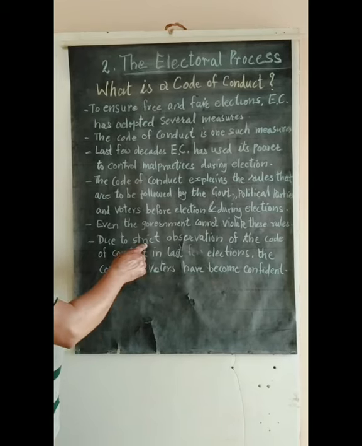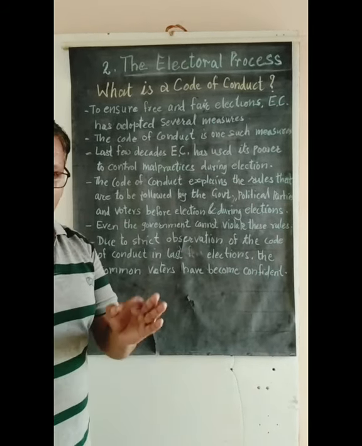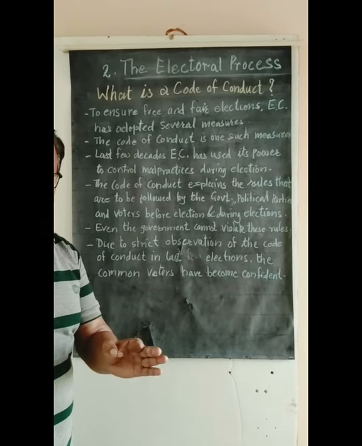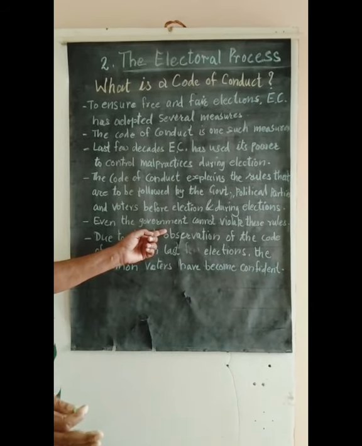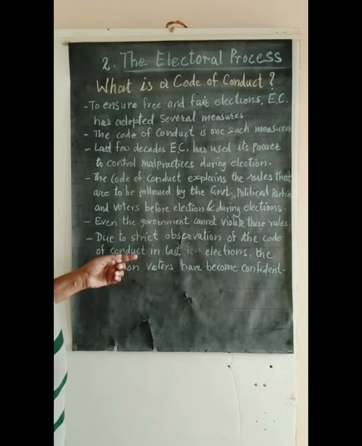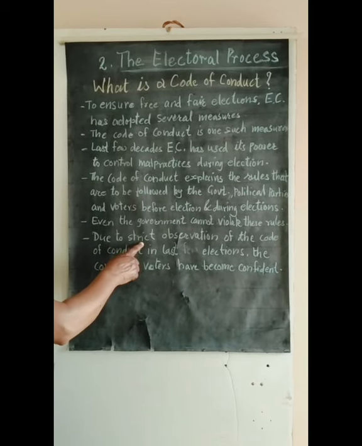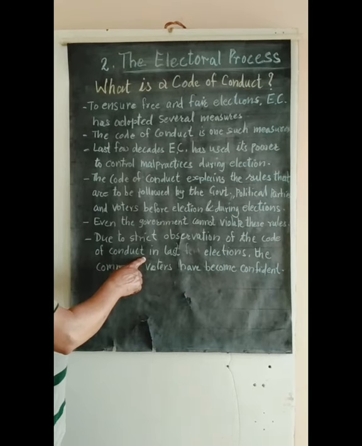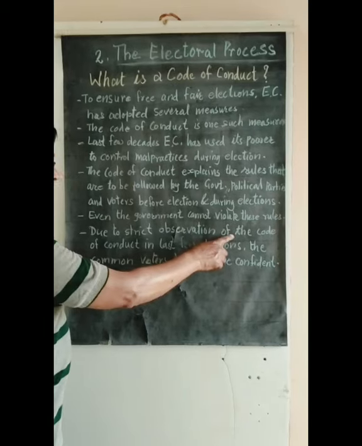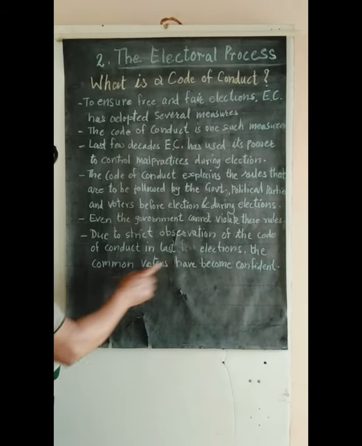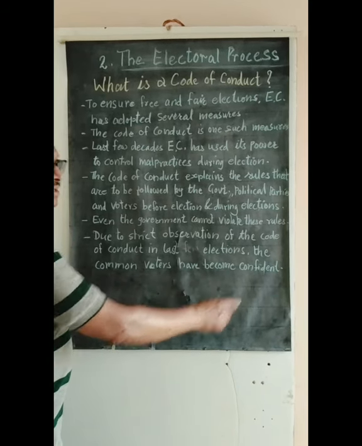So, strict observation of the code of conduct. Code means, again I have told you that it is the rule which the Election Commission has set before the nation. This has to be followed and observed by the people, by the government, and by the voters. No one can violate this rule, and therefore, due to strict observation of the code of conduct, in the last few decades, the common voters, the common people, have become confident.